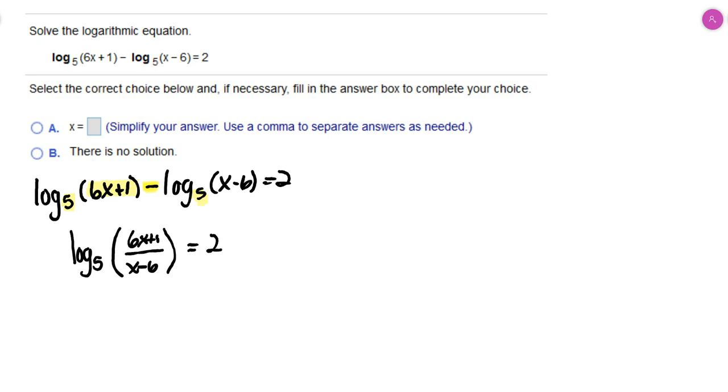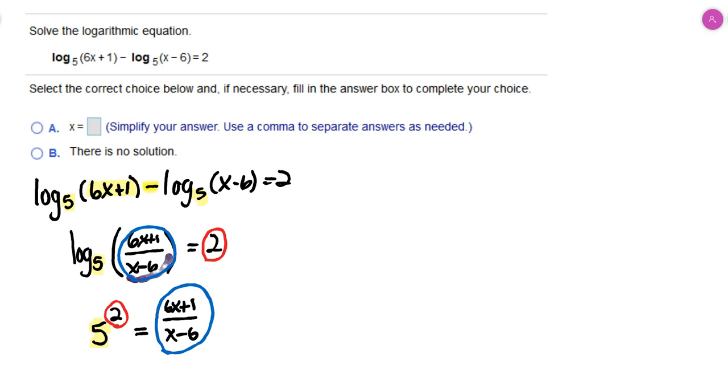So now I've condensed to a single log, and I can convert this log equation into an exponential equation. The base of the log is the base of the exponent, so we're going to have a base 5. The log always equals the exponent, so we're going to have an exponent of 2. And my exponential always equals what's inside the log. So this side is what's inside the log: 6x plus 1 over x minus 6. So my exponential equation is now 5 squared equals 6x plus 1 over x minus 6.